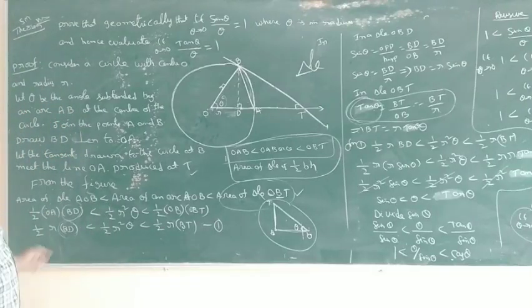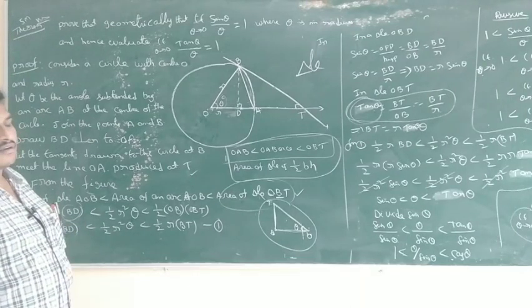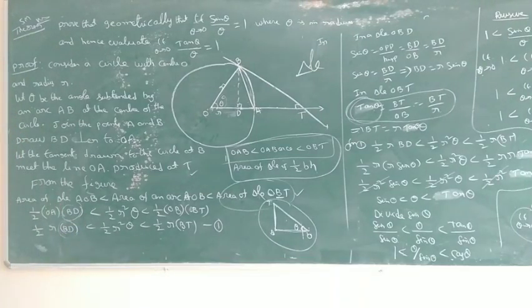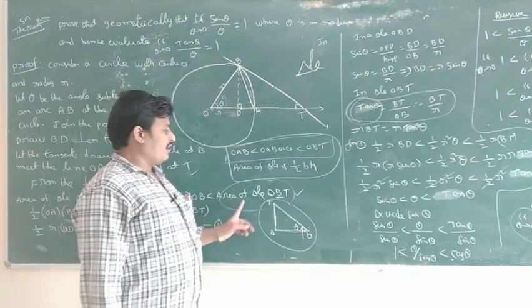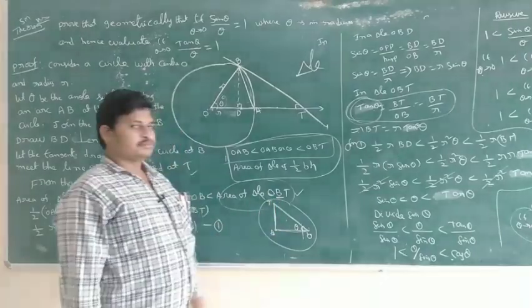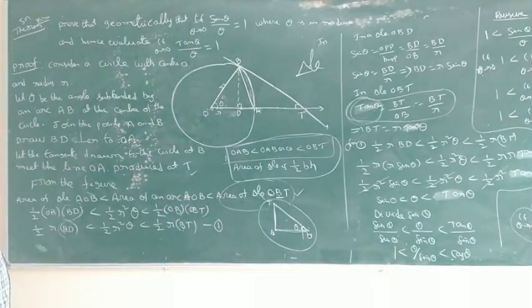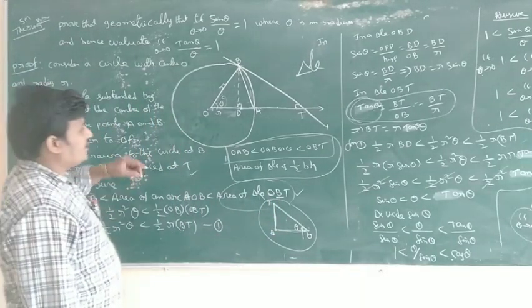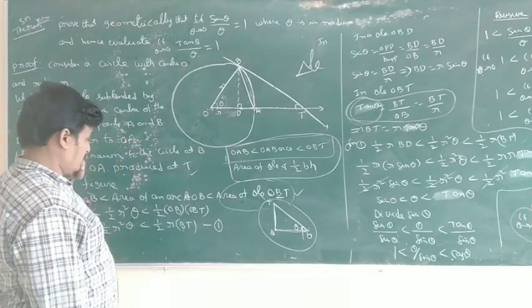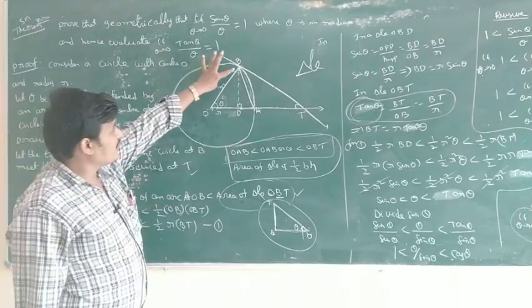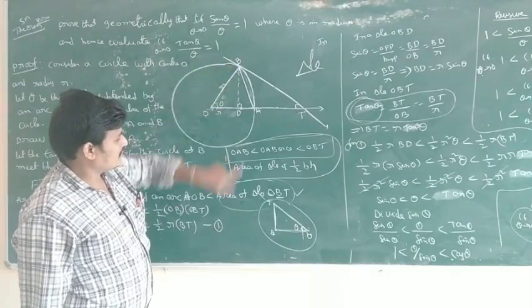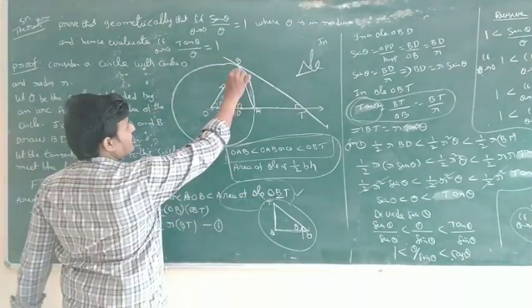So base is OA and height is BD, less than the area of the arc, one by two r square theta, less than the area of triangle OBT. For the area of triangle OBT, what is the base? The base is OB, and this is the angle.